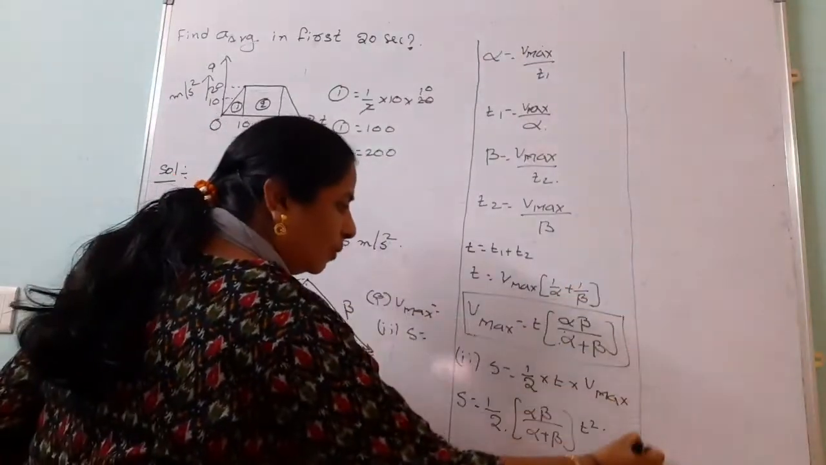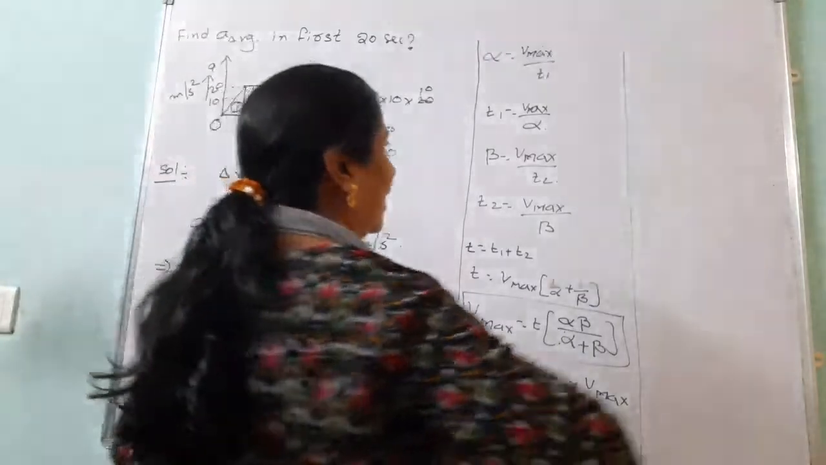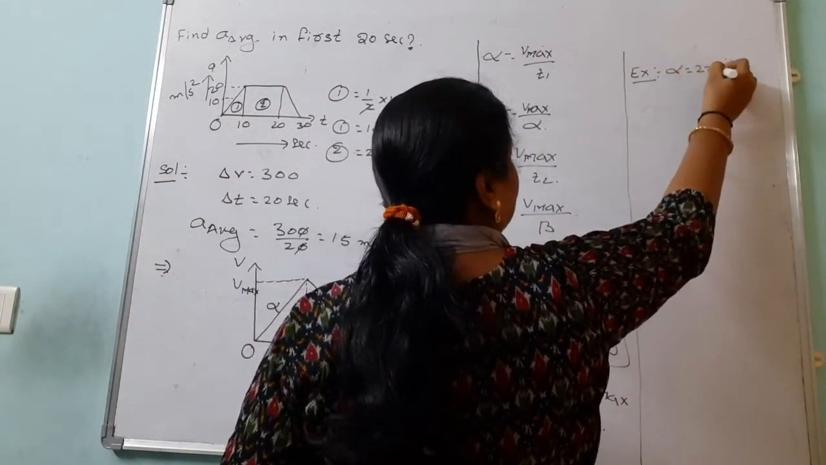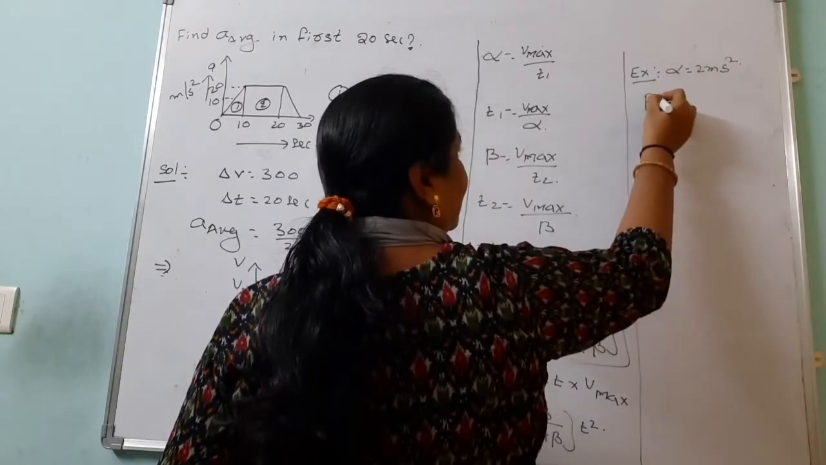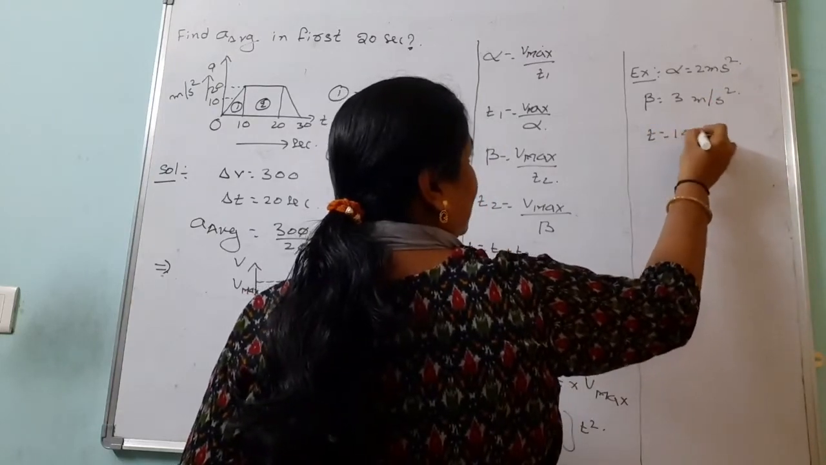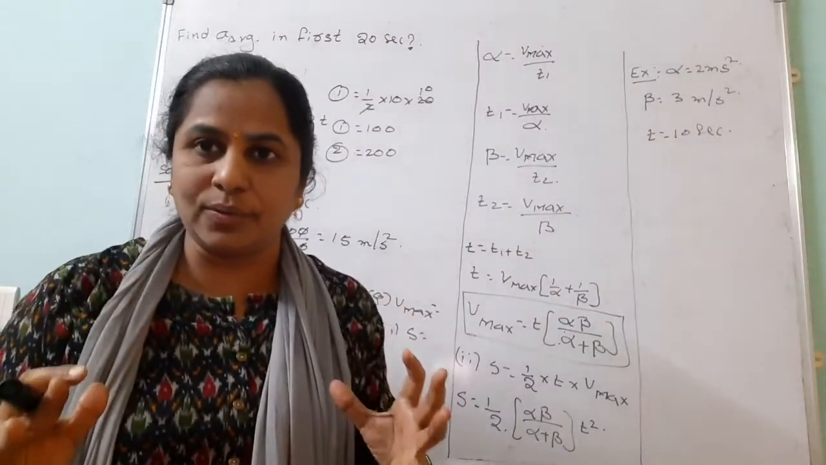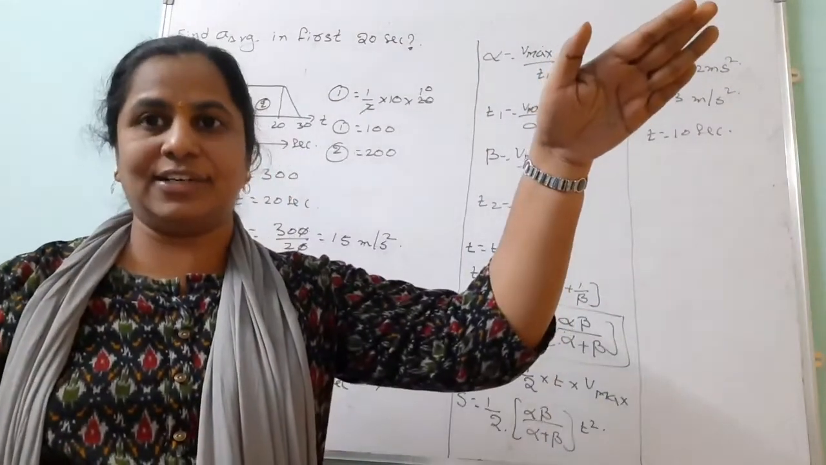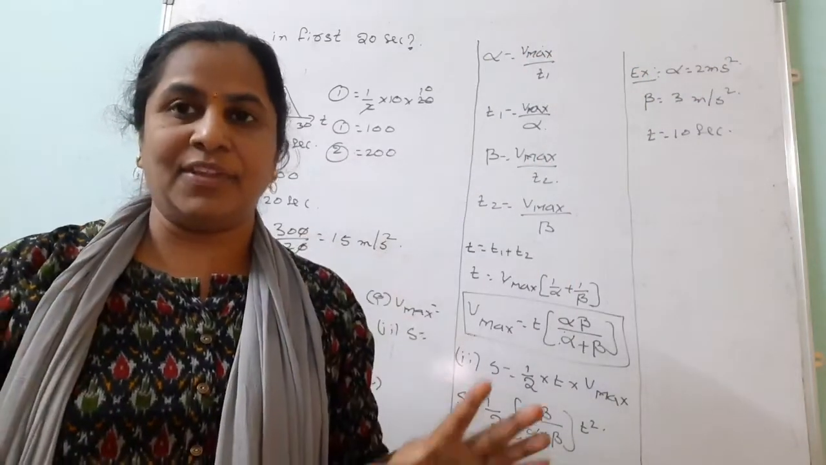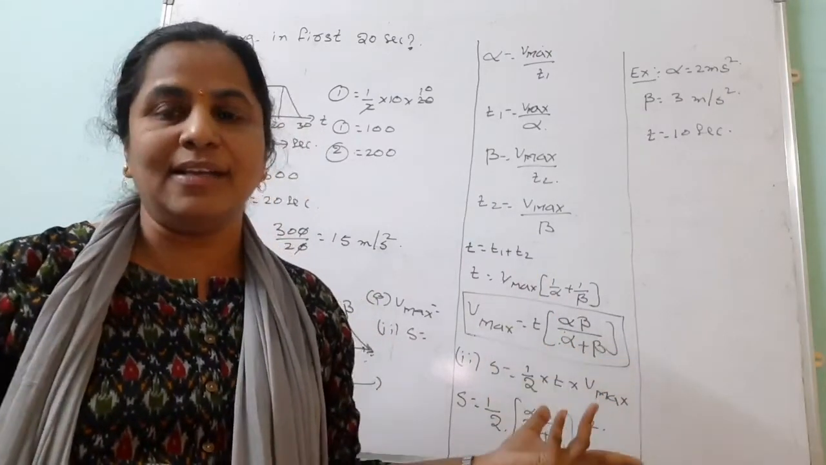Now we do one more problem. One car is going with a constant acceleration alpha equals 2 meters per second squared, and a constant deceleration beta equals 3 meters per second squared, and the total time is 10 seconds. With the help of these three values, we can find the V maximum and the displacement.